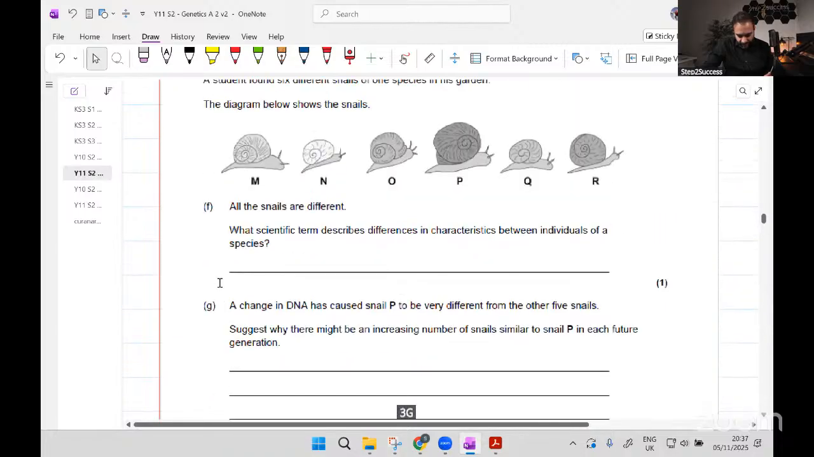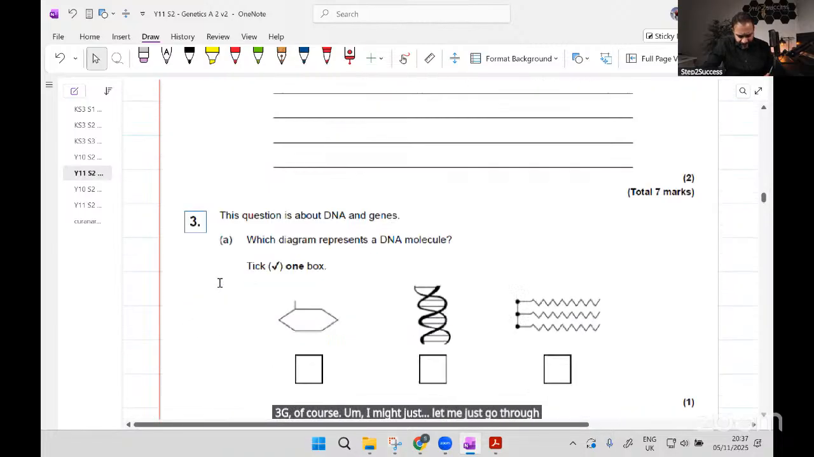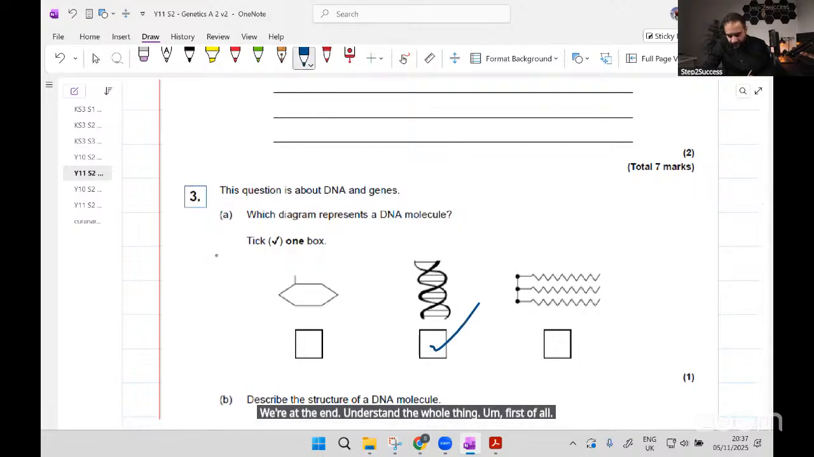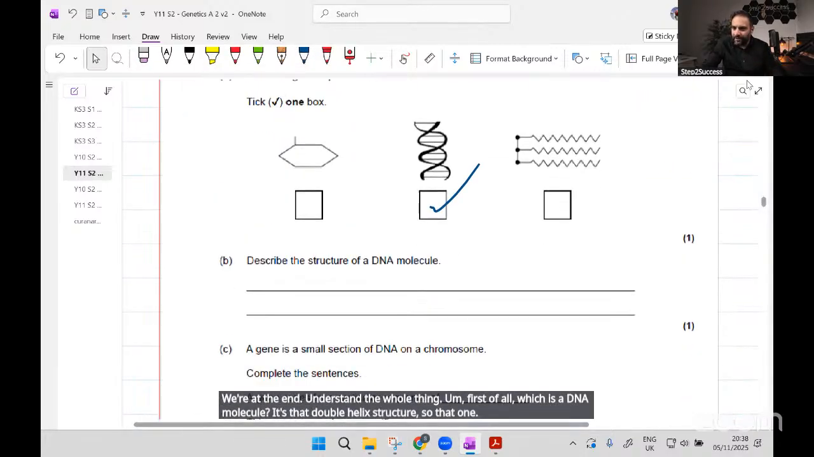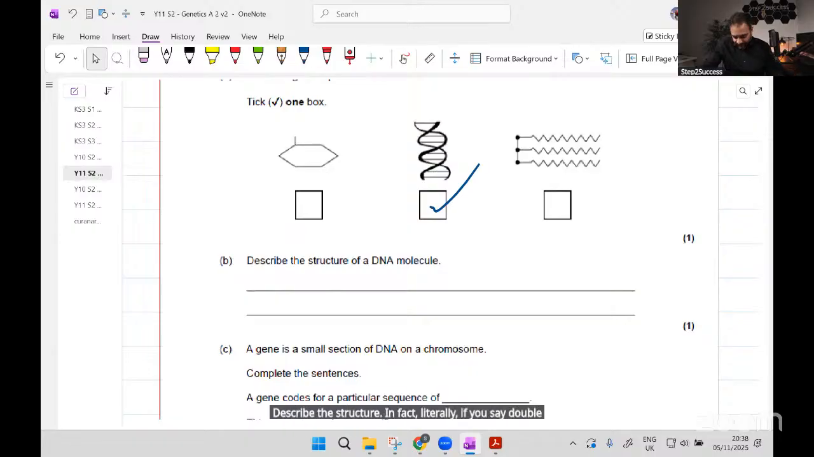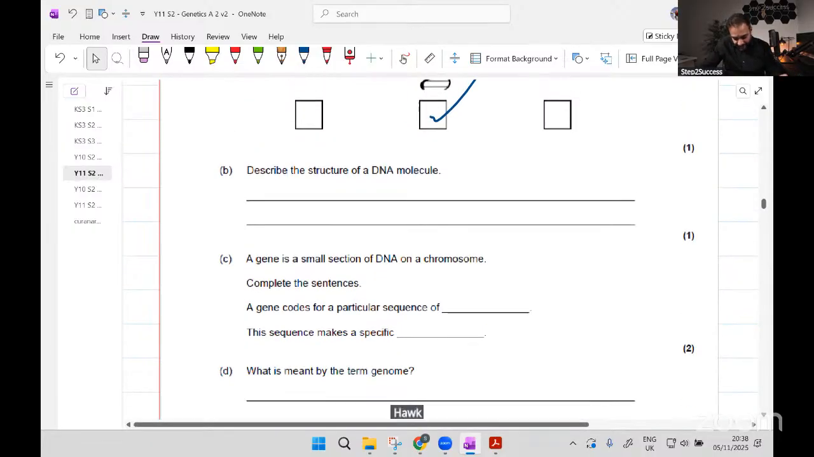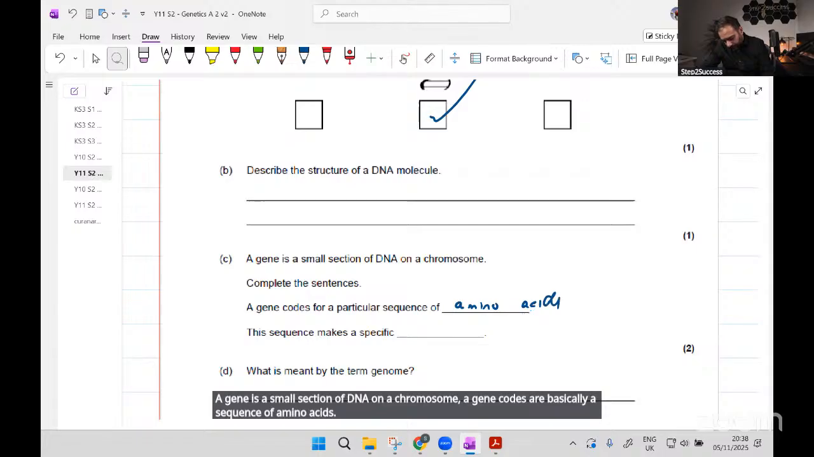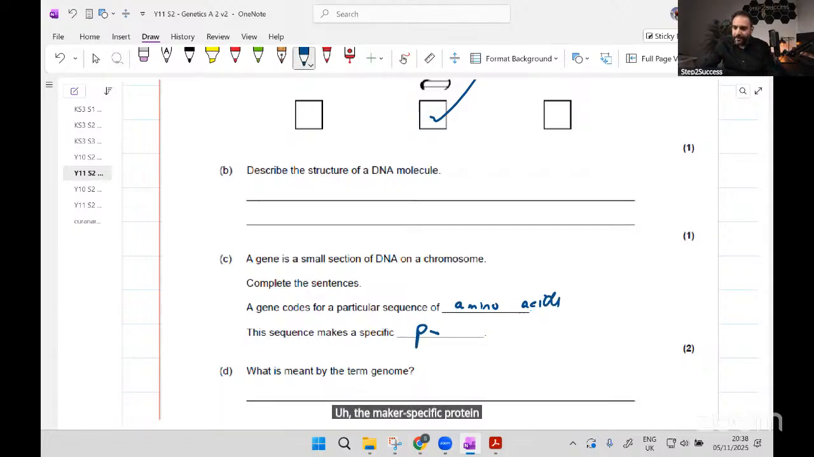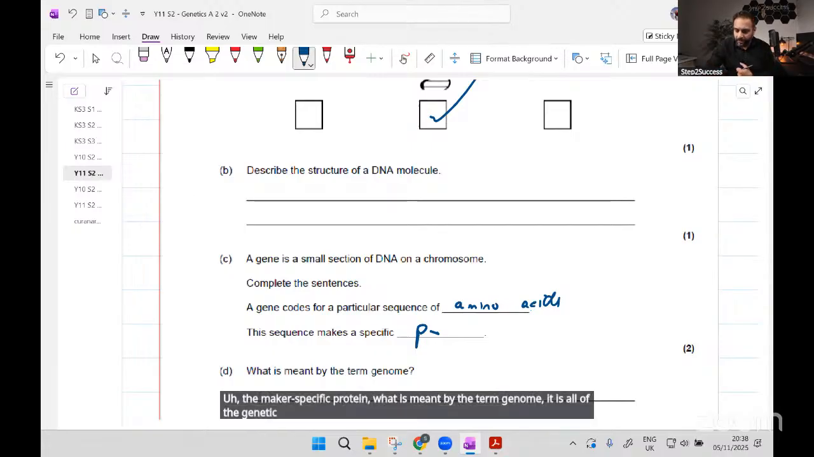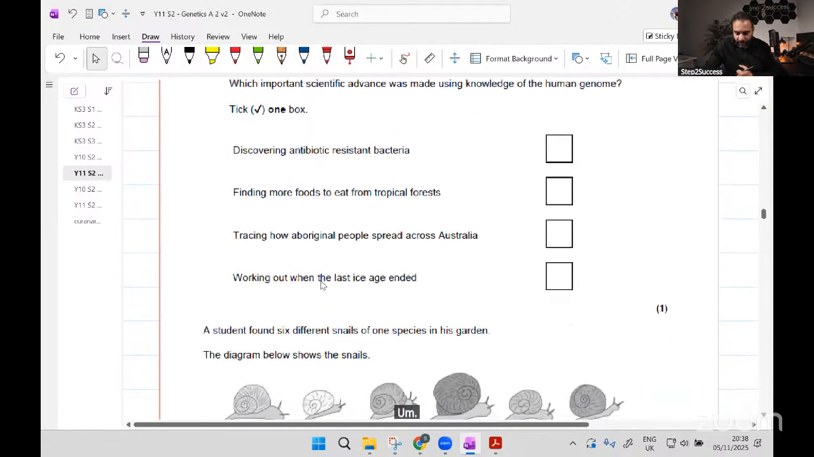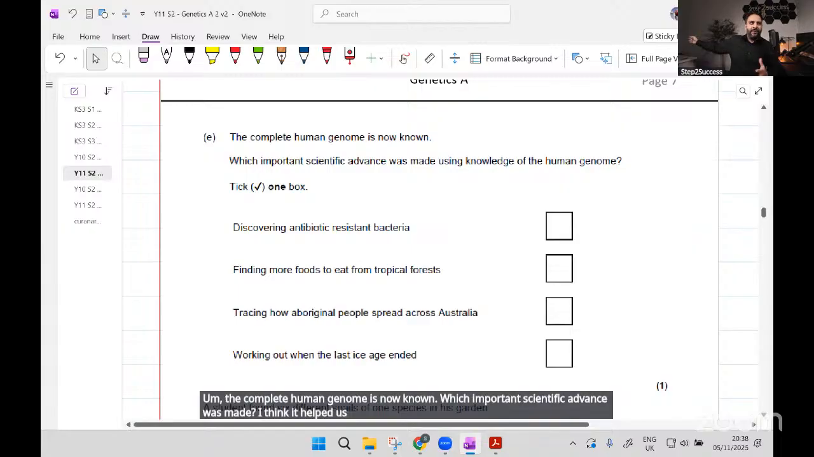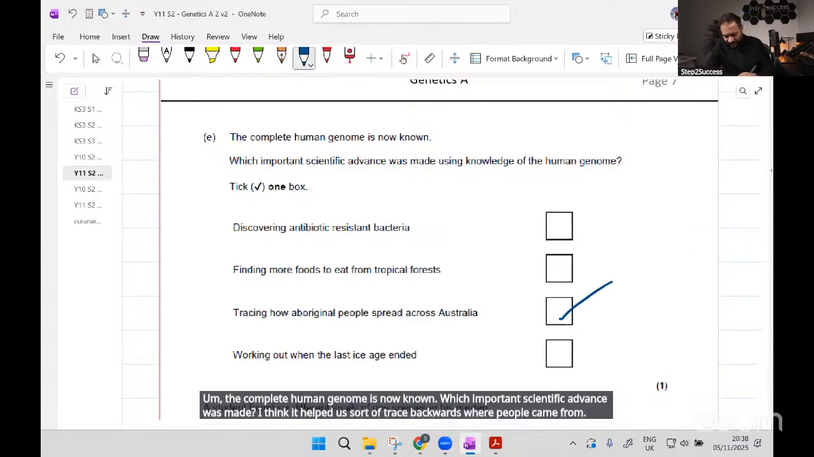3G, of course. Let me just go through question three, because I hate it when these questions come right at the end and you need to understand the whole thing. First of all, which is a DNA molecule? It's that double helix structure. So that one. Describe the structure: in fact, literally, if you say double helix, that would be a mark. A gene is a small section of DNA on a chromosome. A gene codes for a particular sequence of amino acids that make a specific protein. What is meant by the term genome? It is all of the genetic material in an organism. The complete human genome is now known. Give one important scientific advance that was made. I think it helped us trace backwards where people came from. So it is that one.